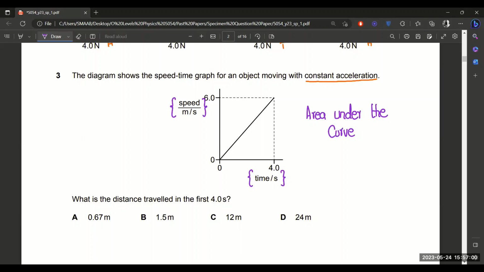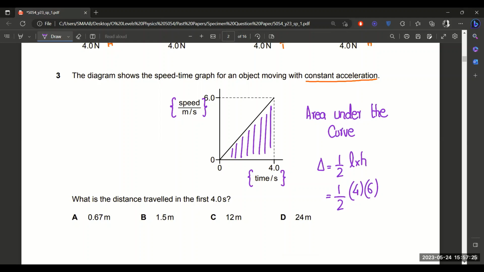So area under the curve means we are having a right angle triangle. So right angle triangle means we need to use the formula for a triangle to find the area of the triangle. So that will be equal to 1 over 2 length multiplied by height. So length will be equal to 4, height will be equal to 6.